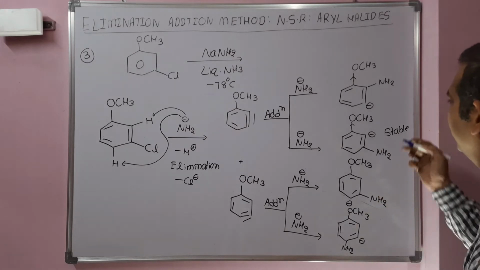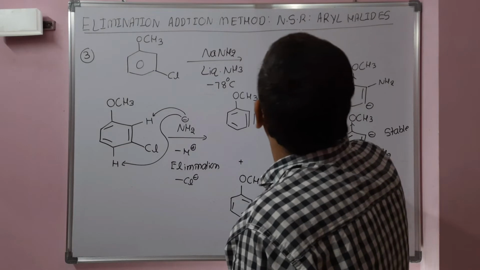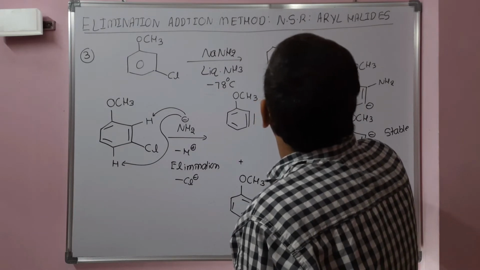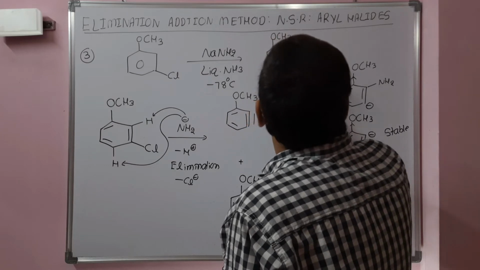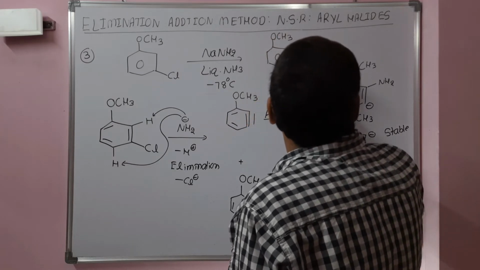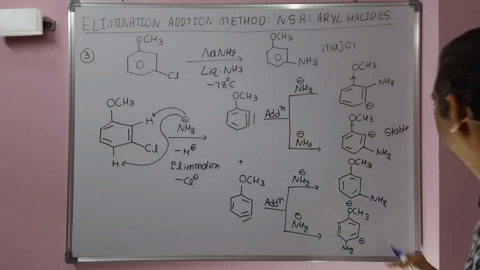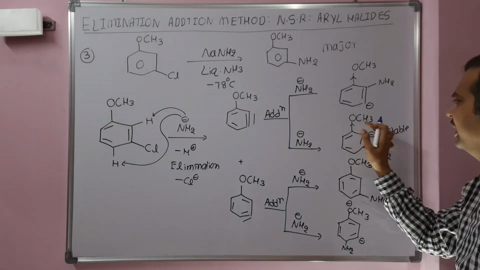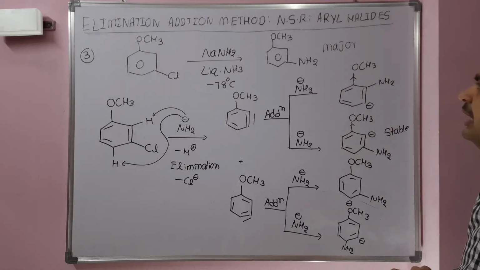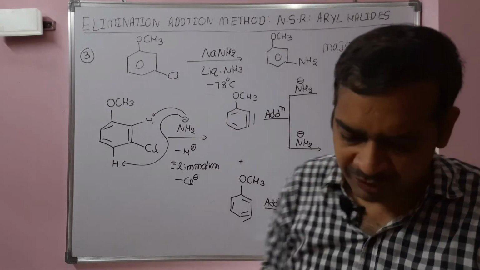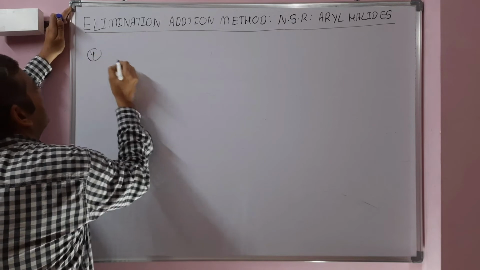That means in the next step, if it reacts with NH3, the meta product is the major compound. So among four possible products, the meta isomer, 3-methoxyaniline, is the major product. Why? Because the intermediate carbanion is stabilized by the negative inductive effect group. 3-methoxyaniline is the major product. Next example, the fourth example, 4-methoxychlorobenzene.